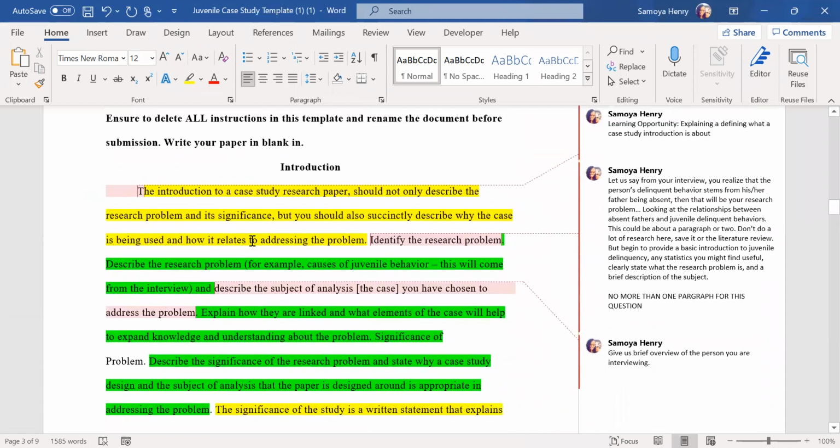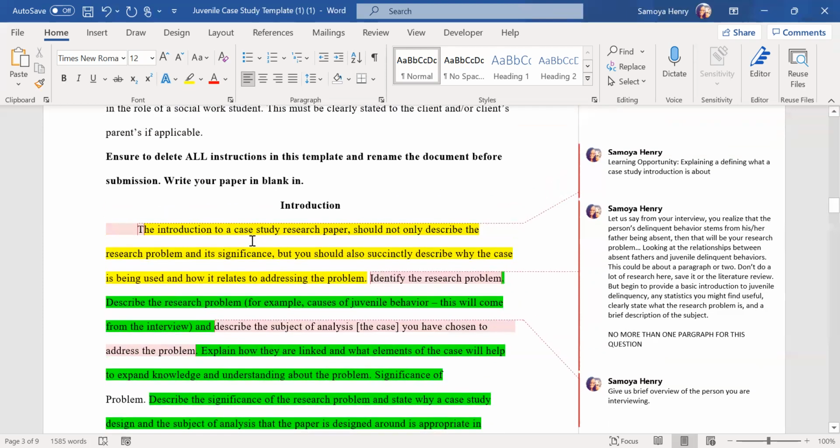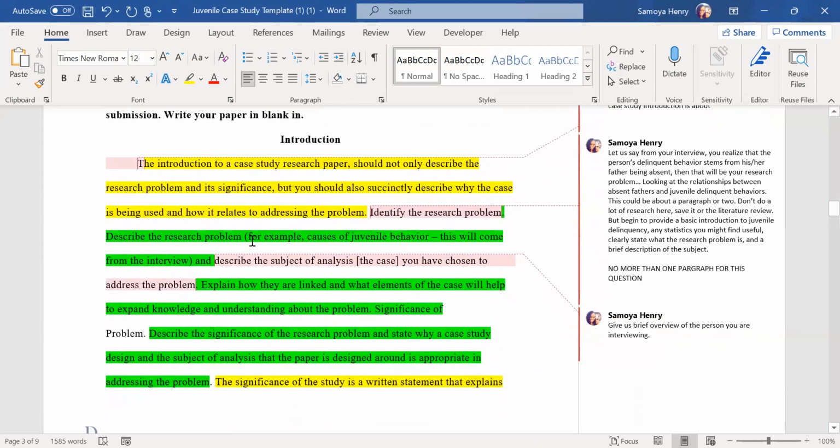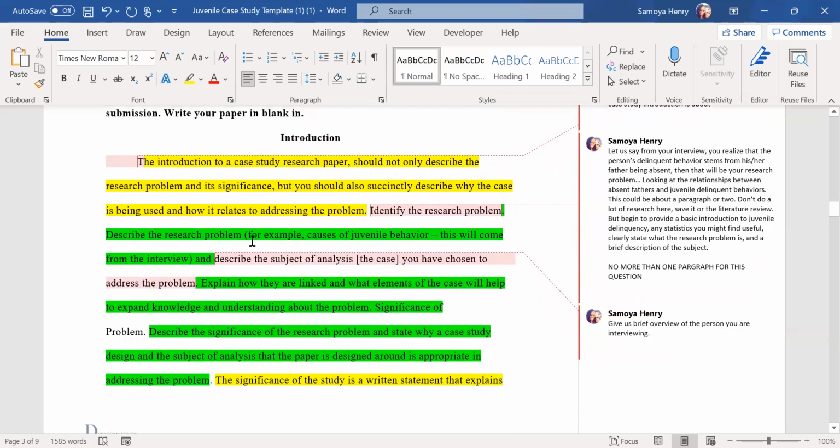Now, earlier I said that the template is used for two main reasons: learning opportunities and to provide instructions. And as such, I have color coded and tried to highlight what are the learning opportunities versus what are just mere instructions. Okay, so in yellow, it says the introduction to a case study research paper should not only describe the research problem and its significance, but you should also describe why the case is being used and how it relates to addressing the problem.